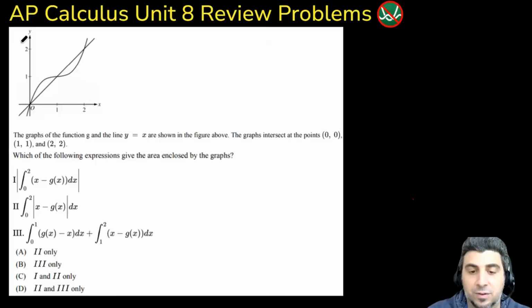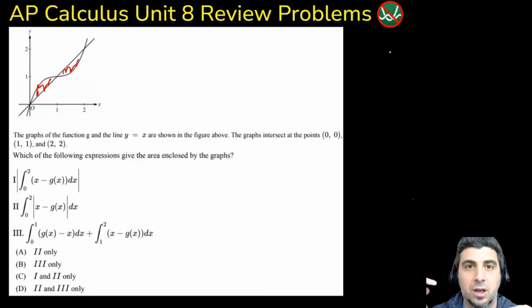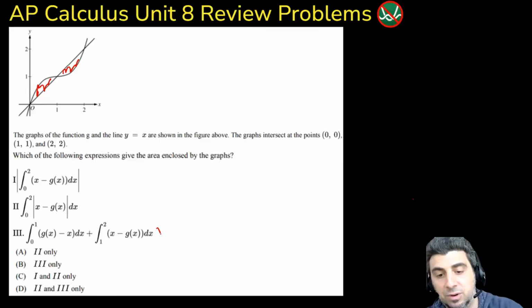Again, the graphs of the function g and the line y equals x are shown in the figure above. The graphs intersect at (0, 0), (1, 1), (2, 2). Which of the following expressions give the area enclosed by the graph? Well, if you notice, you want this region and this region. The top boundary switches at (1, 1). So it's going to be g minus x from 0 to 1, and then x minus g from 1 to 2. So choice 3 works.